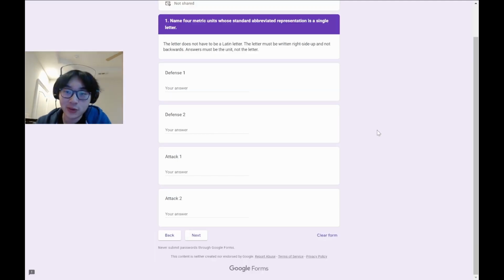Name 4 metric units whose standard abbreviated representation is a single letter. Here's how this works. So there are tons and tons of metric units out there that you could name. There's way more than 4, but I need to put down 4 here, 2 for defense and 2 for attack. So I'm trying to read everybody else who's playing this minds. I'm trying to come up with defense ones for each question that nobody else has guessed. I'm trying to come up with attack ones that everybody gets. And you get more points for successfully figuring out what other people are getting.